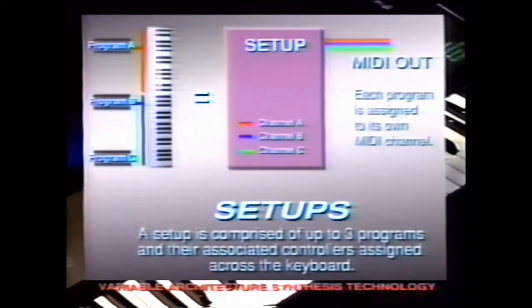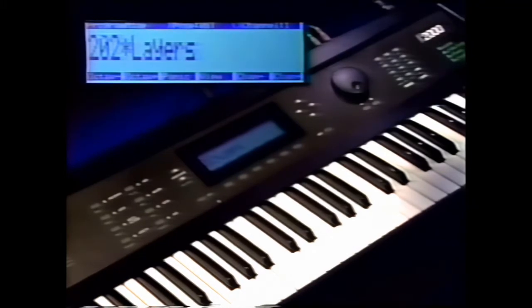In program mode, you can have 3 layers, but the local keyboard can only transmit on 1 MIDI channel at a time. But in setup mode, you can have 3 programs with up to 3 layers each and assign each program to a MIDI zone. This means you can create 9-layer timbres using 3 programs where each program transmits on a different MIDI channel. Of course, the K2000 can receive all 16 channels for multi-timbral playback.